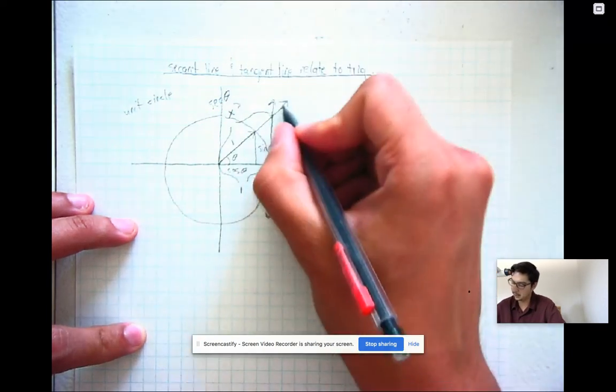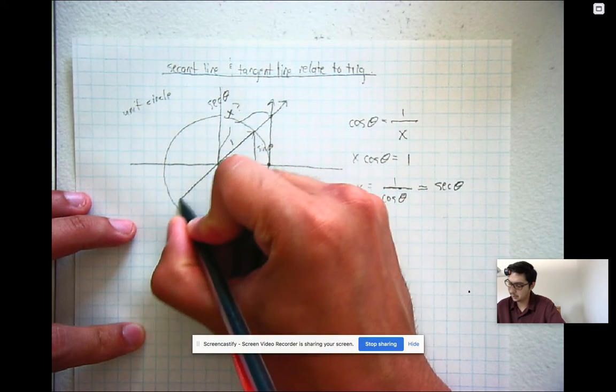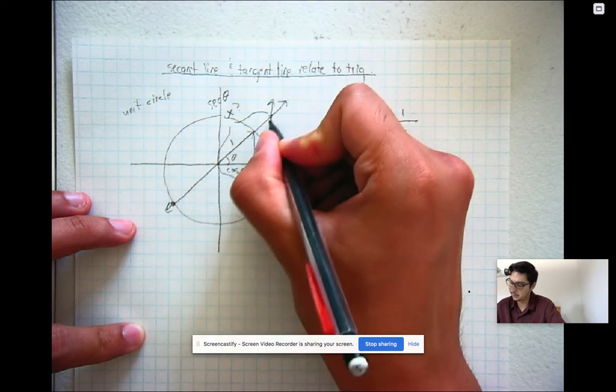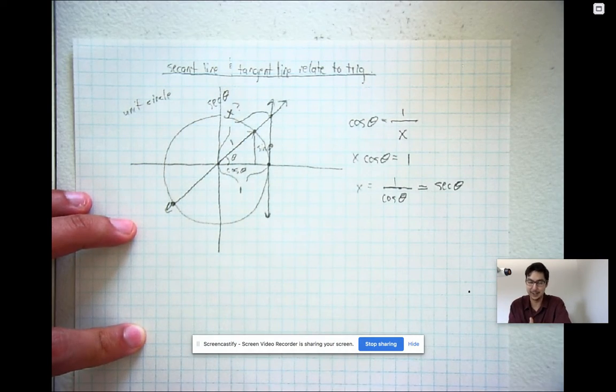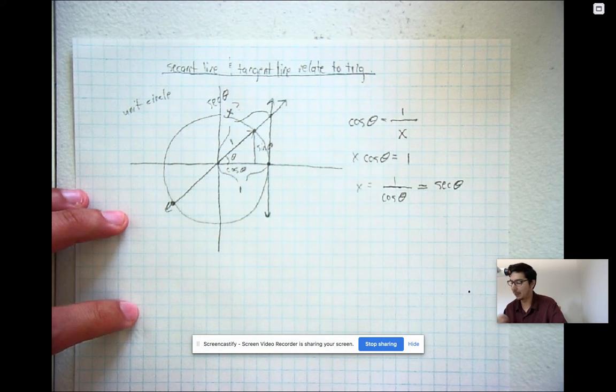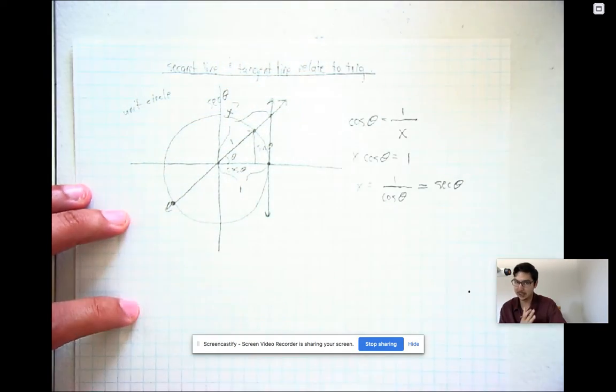And notice that this line, secant theta, intersects the circle at 2 points. And that's how the secant of a line is related to secant in trig. All right. What about tangent? Tangent, remember, intersects the circle once.